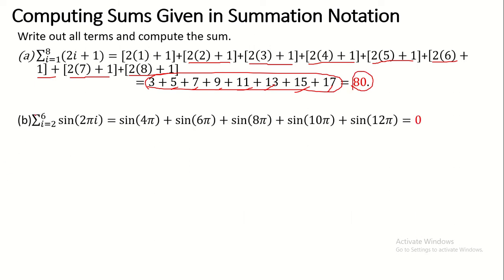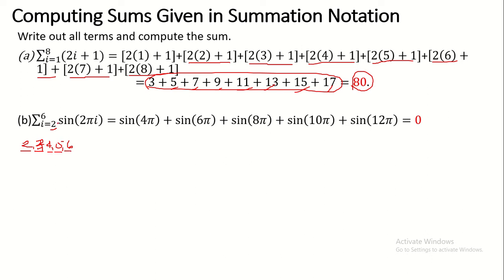Example letter B, we have the summation of sine 2 pi I, wherein I is equal to 2 up to 6. So if we're going to have I is equal to 2, so as you can see, nag-start tayo ng 2. So we have 2, 3, 4, 5, and 6. So that means that we should only have 5 terms: 2, 3, 4, 5, and 6.